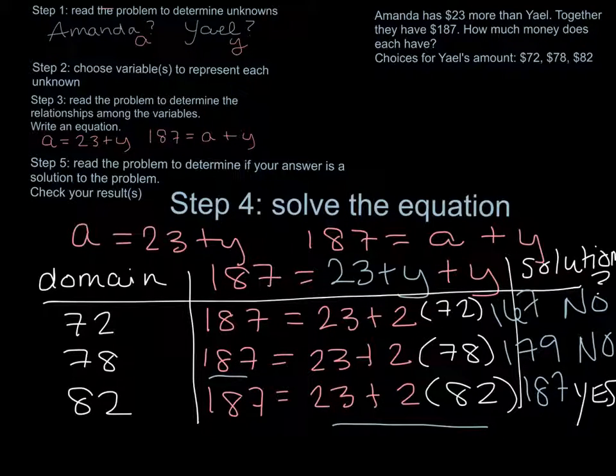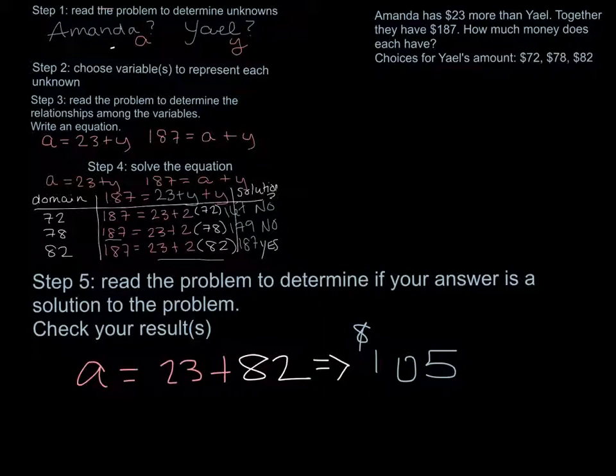From here, we're going to just finish solving the whole problem, i.e. figure out how much money Amanda has, in the same way that I showed you before. I'm going to take this 82, plug it into this equation here, just because it looks easier to me. So add 23 and 82. And once I have done that, I'll have the solution for Amanda's amount. I've taken this equation, plugged in 82, which gives me a value of 105.